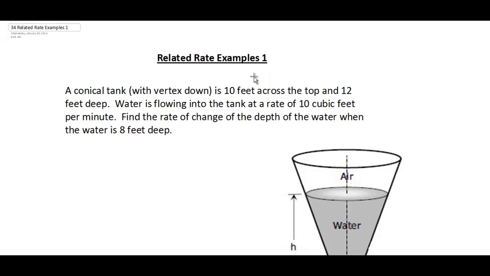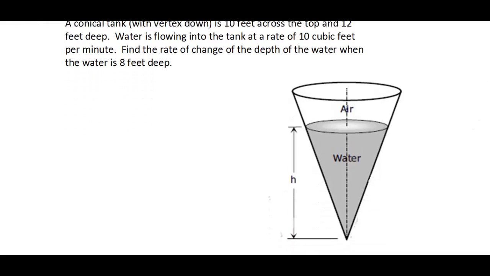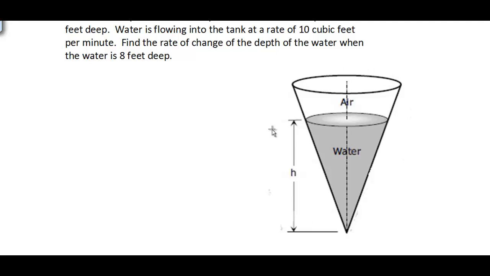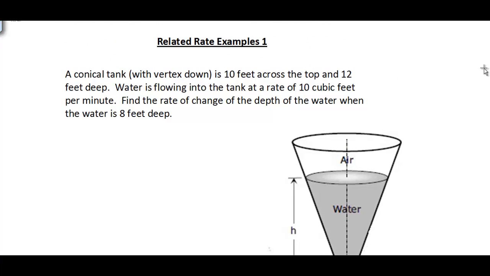This video is going to look at a related rate problem involving a conical tank. And just to review here, a conical tank, all we're talking about is a cone type shape. And the example tells us that we have a conical tank with the vertex down, and it is 10 feet across the top. So here our tank is 10 feet across the top.